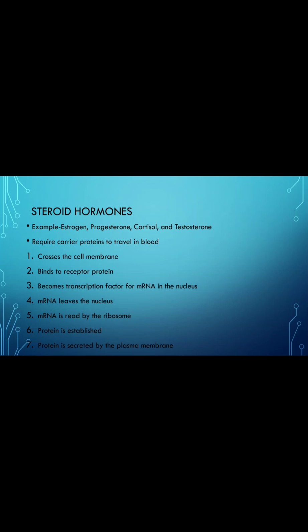The hormone crosses the cell membrane. It binds to the receptor protein. It becomes the transcription factor for mRNA in the nucleus. The mRNA leaves the nucleus. Then the mRNA is read by ribosomes. Protein is established, and the protein is secreted by the plasma membrane. The ultimate fate of steroid hormones is that they are secreted by numerous glands in the human body.